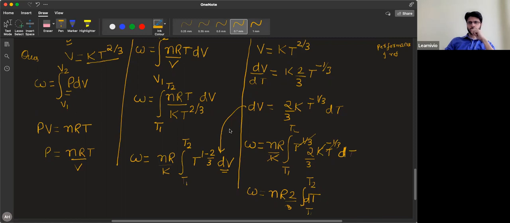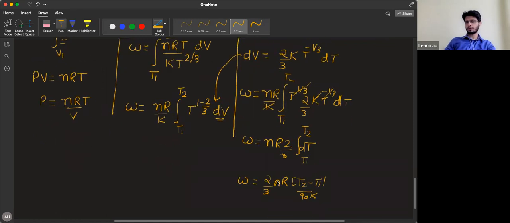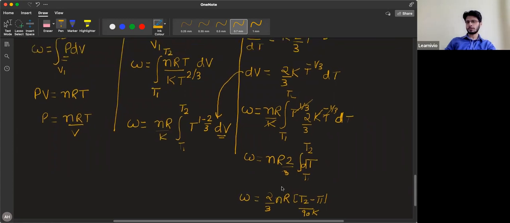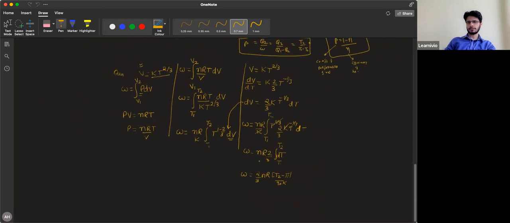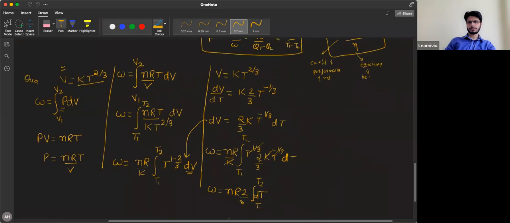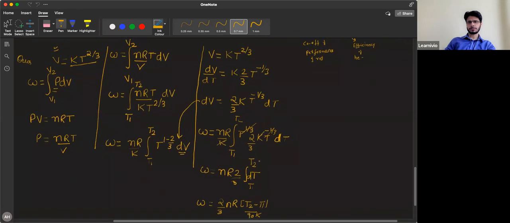So should we solve this further? Yes, you will substitute the value of n which is given in the question. If nothing is given, then take it to be 1 mole. Put the value of the gas constant. T2 minus T1 is 90. Can I scroll if you have written?